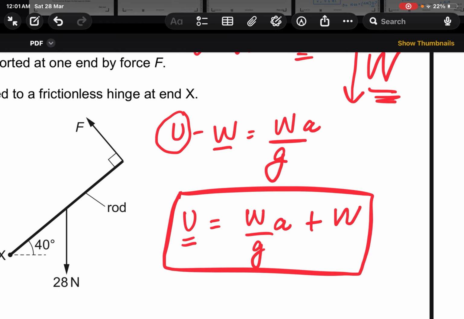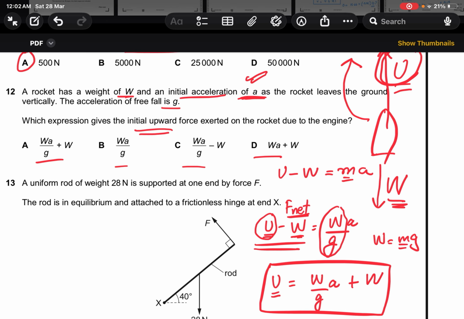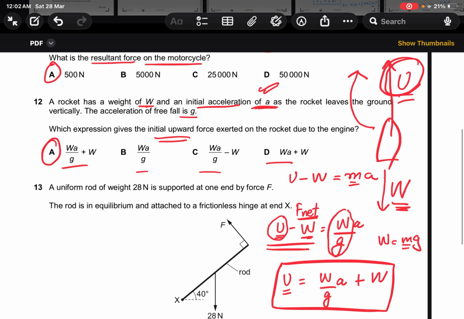You can see it for yourself. That's simple. Your net force, after subtracting upward and downward forces, gives you your resultant force, and resultant force equals MA. We wrote M as W upon G, and that is the correct expression for M. अगर आप देखो W equals mg होता है, तो M हो जाता है W upon G, times A, and then you move it to the other side and you get plus W. So ये हमारा बन रहा है ये वाला expression.